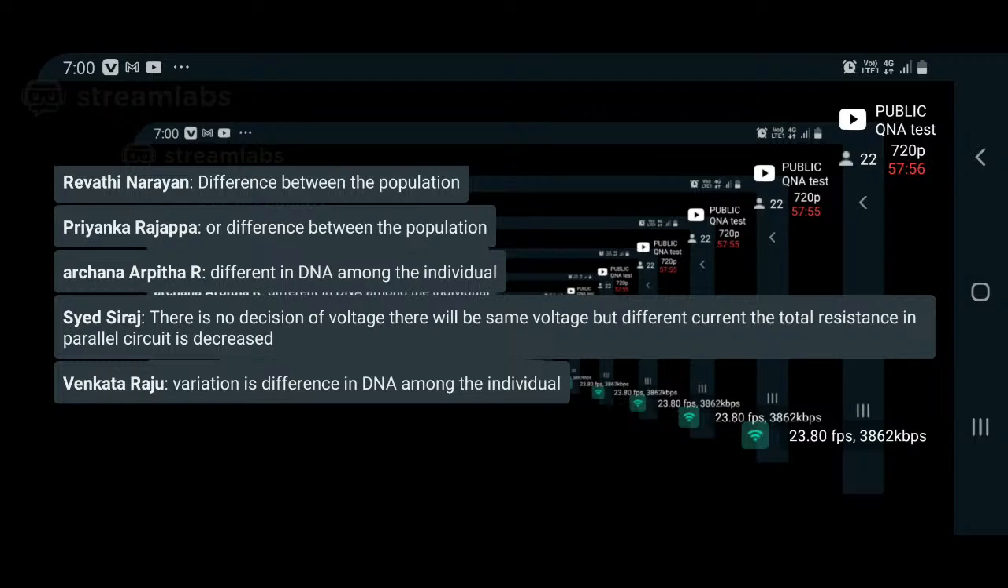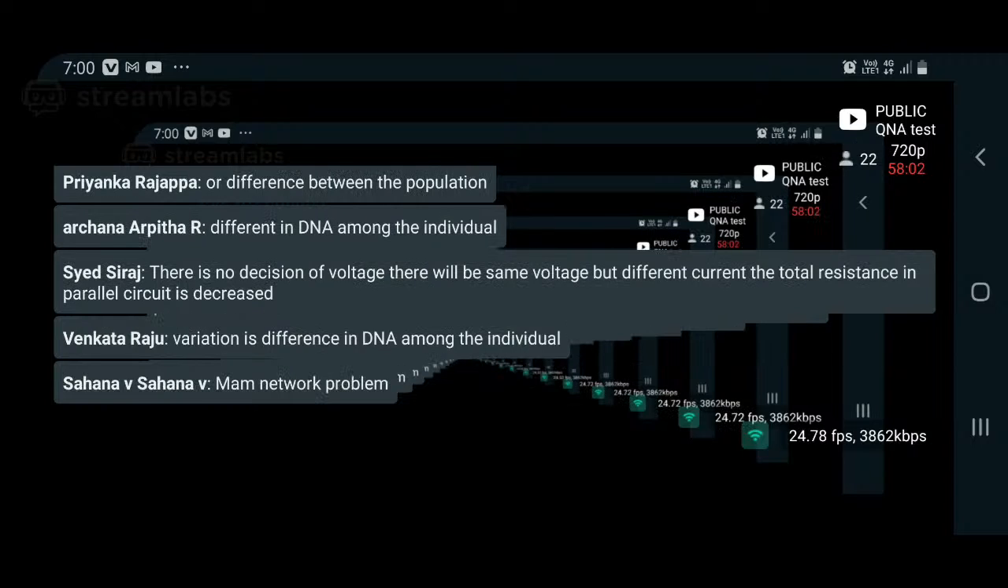Very good, Ruxana. Very good answer. Ruxana answered perfectly. But spelling mistakes, Ruxana. Division. What is the spelling for division? Yes, Vidya. Correct answer for variation.